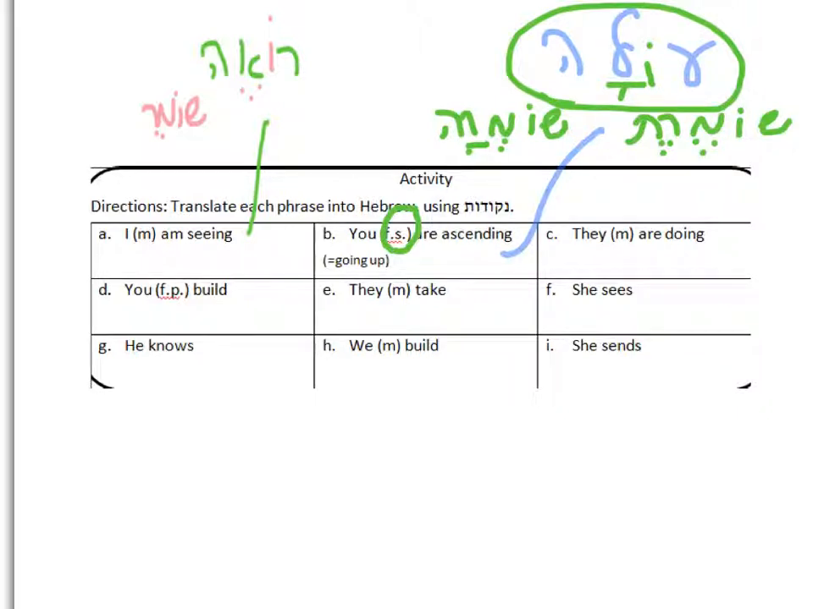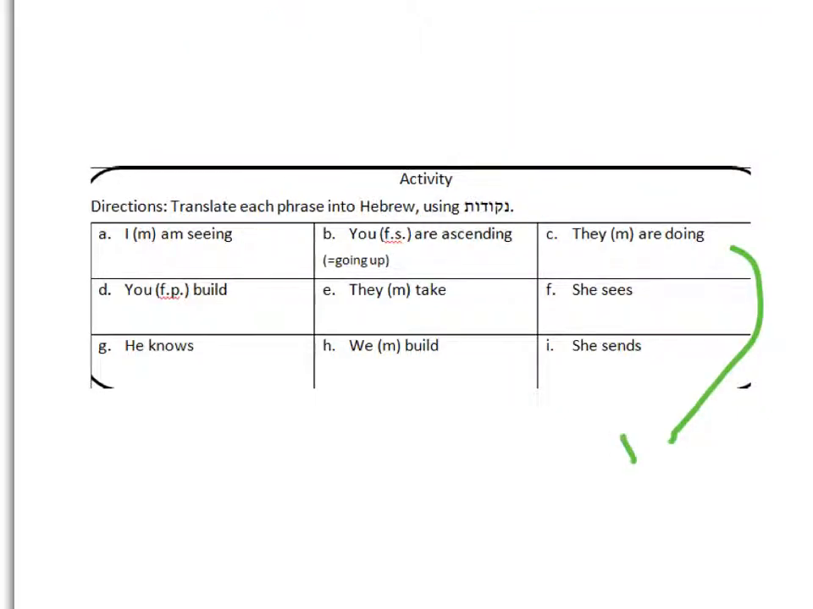Okay, it becomes ola. Now let's look at C. They are doing. So I have ayin, sin, hey is my shoresh. And they masculine, right? I try to put the im suffix. Does that work? No, it does not. Right? I do not want to give sound to that hey. So what does it become instead? It becomes o sim.